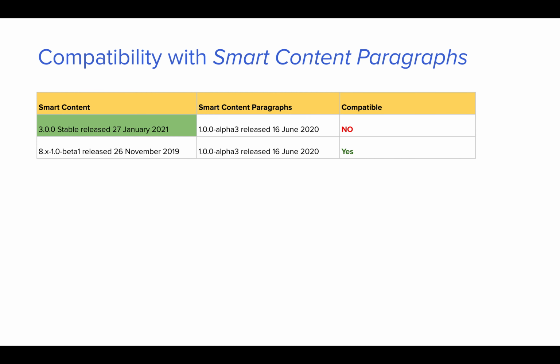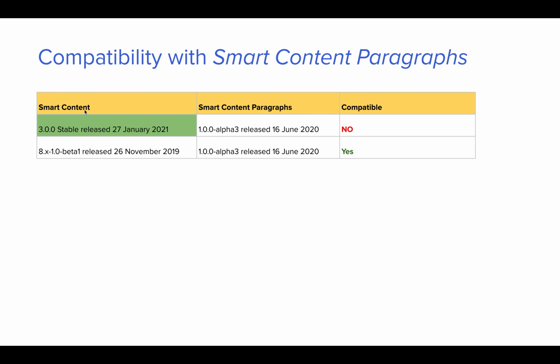The very first thing is the compatibility of the Smart Content Paragraphs module with Smart Content. As you can see in the table, there's Smart Content and Smart Content Paragraphs. The latest stable version of the Smart Content module is 3.0.0, but that's not compatible with the Smart Content Paragraphs module, which is 1.0.0-alpha3.